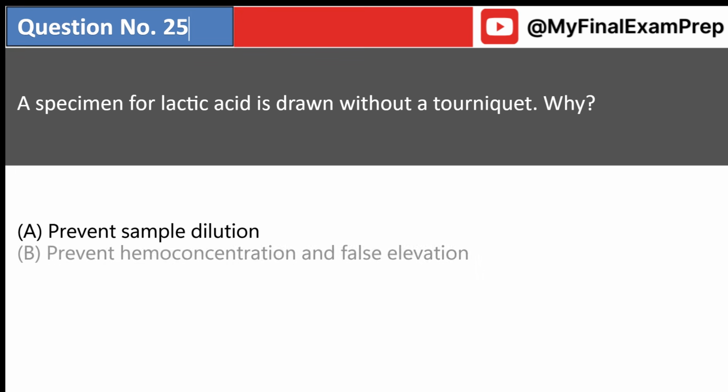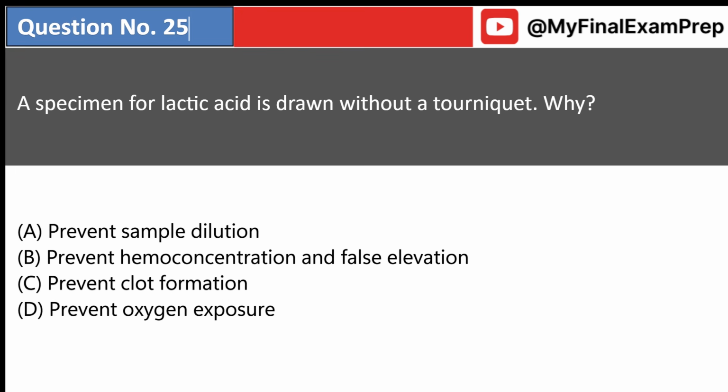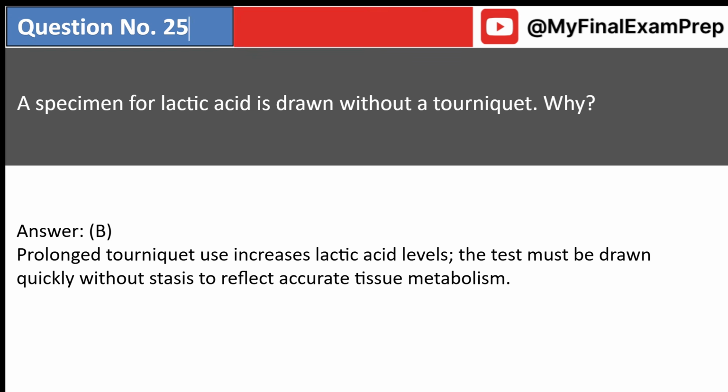A specimen for lactic acid is drawn without a tourniquet. Why? A. Prevent sample dilution. B. Prevent hemoconcentration and false elevation. C. Prevent clot formation. D. Prevent oxygen exposure. Answer B. Prolonged tourniquet use increases lactic acid levels. The test must be drawn quickly without stasis to reflect accurate tissue metabolism.